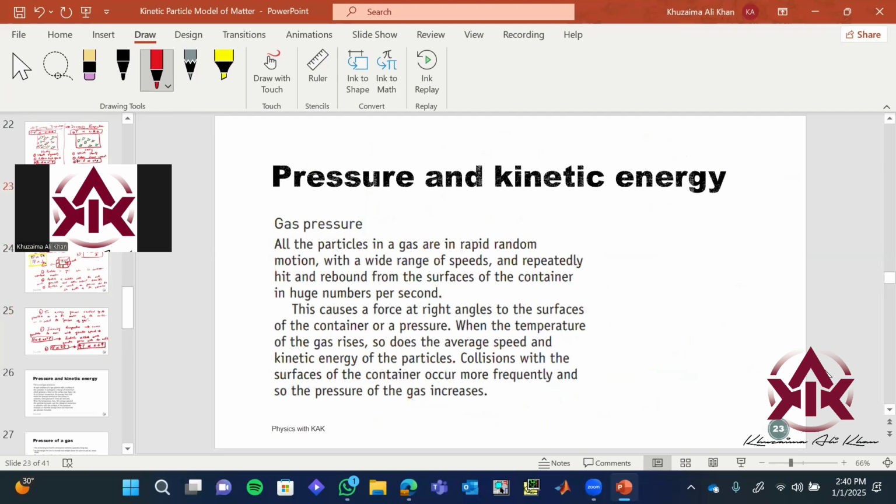So again, let's see what this particular content from the book is saying. All the particles in a gas are held in rapid random motion with a wide range of speeds and repeatedly hit and rebound from the surfaces of the container, in huge numbers per second. This causes a force at right angles to the surfaces of the container, which is pressure. When the temperature of the gas rises, so does the average speed and kinetic energy. Collisions with the surfaces of the container occur more frequently. It basically increases the pressure. Again, the summary is that pressure is directly proportional to kinetic energy.